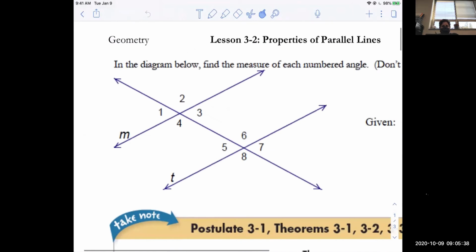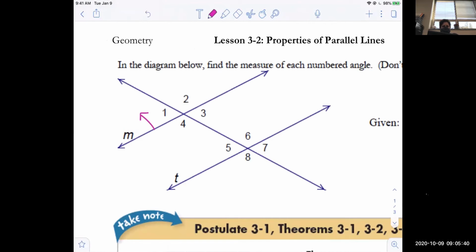So let's review some terminology. Remember that exterior angles lie outside of the two lines. Interior angles lie between the two lines. If the angles are on opposite sides of the transversal, they're called what? Alternate. And then if they're on the same side of the transversal, they're called consecutive. Corresponding angles are angles that are in the same position. So like 2 and 6 are corresponding because they're both kind of on the top of its little cluster of angles.